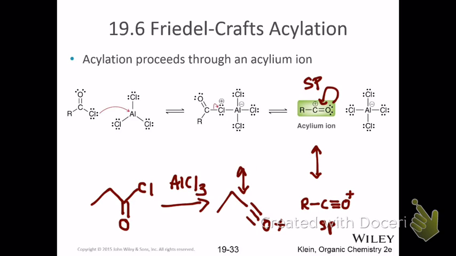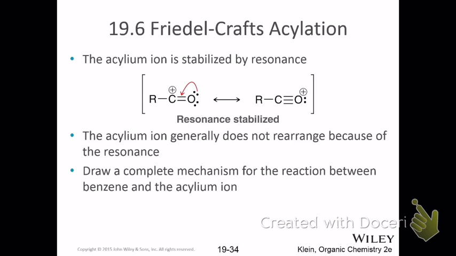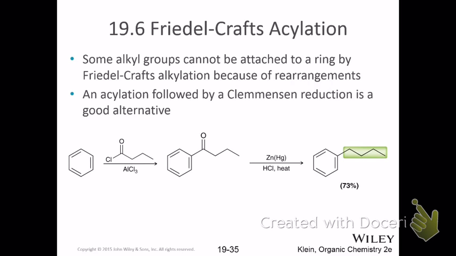Oops, I drew it wrong. Those resonance structures mean that since it doesn't rearrange, you can attach the primary carbon directly to the ring and not worry about rearrangement, which you can't do with alkylation reactions. And once you've formed the acyl group, there's a neat reaction called the Clemmensen reduction. It's essentially like a hydrogenation of the carbonyl group, but unlike hydrogenation that produces an alcohol, the Clemmensen reaction completely removes the oxygen. So now you can have a primary attached alkyl group. It just requires one extra step.